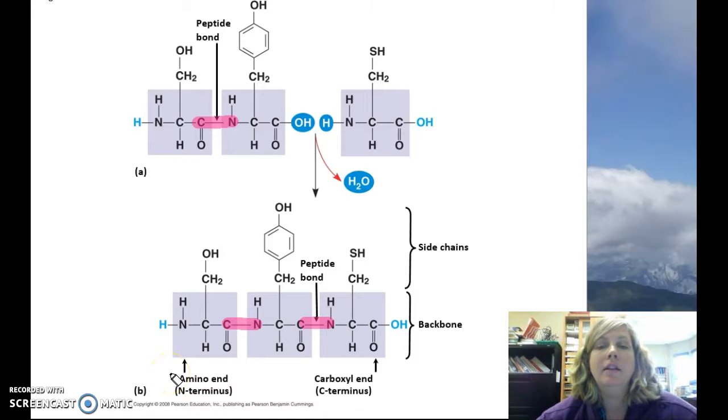And then both ends of the polypeptide will have their own ending. So one will be the amino terminus. So here, the amino terminus, and the other end will be the carboxyl terminus. So we have the C terminus and the N terminus.